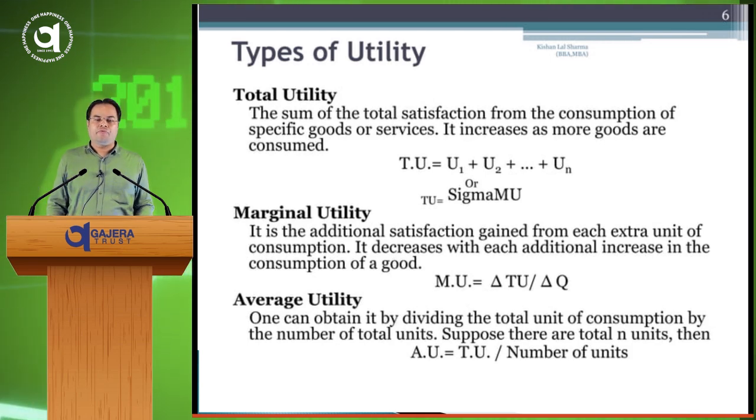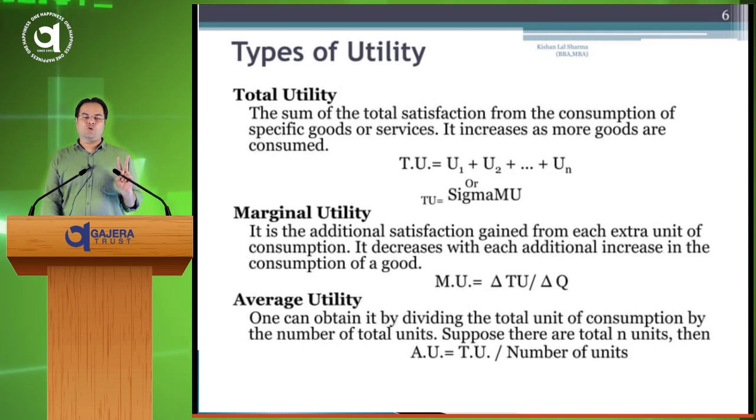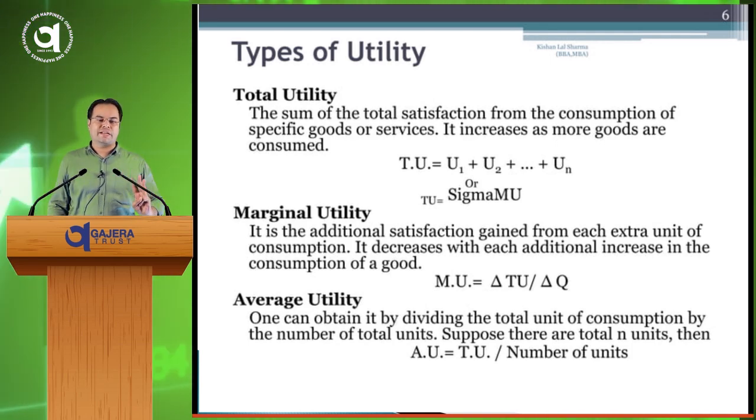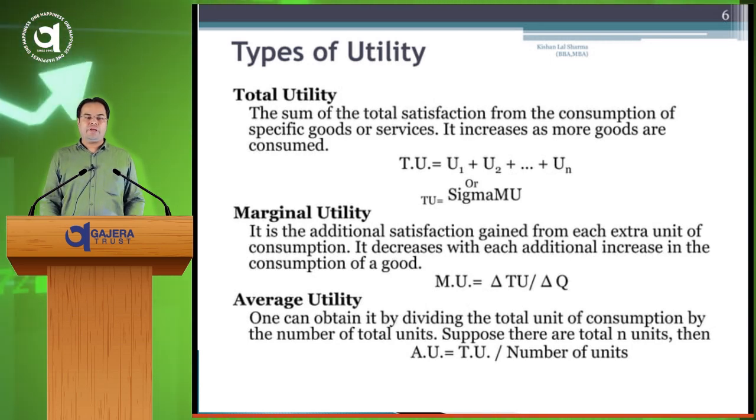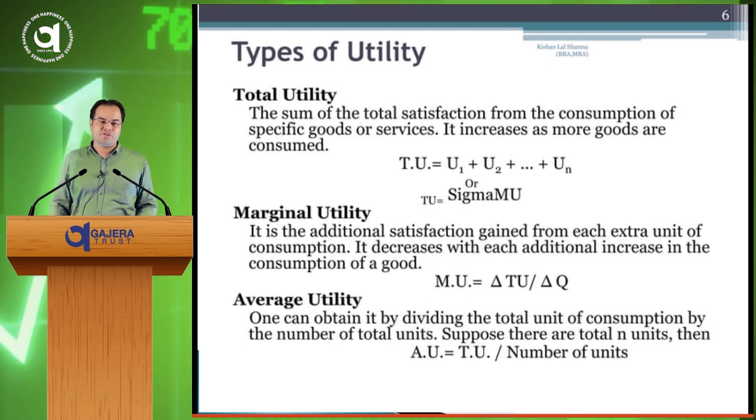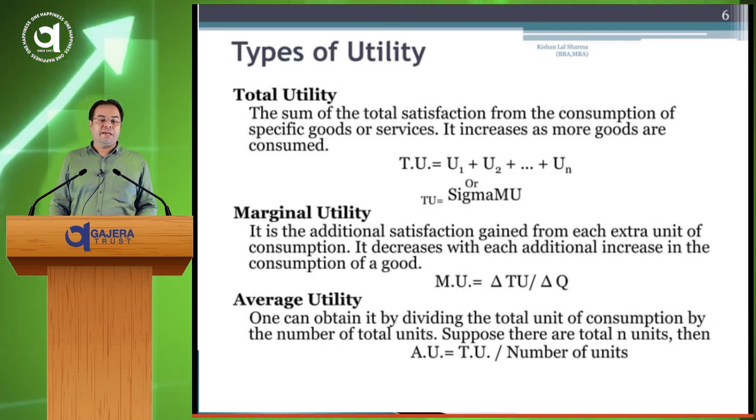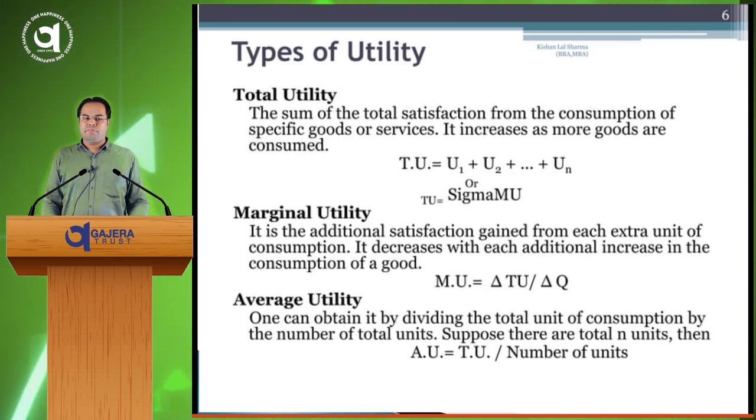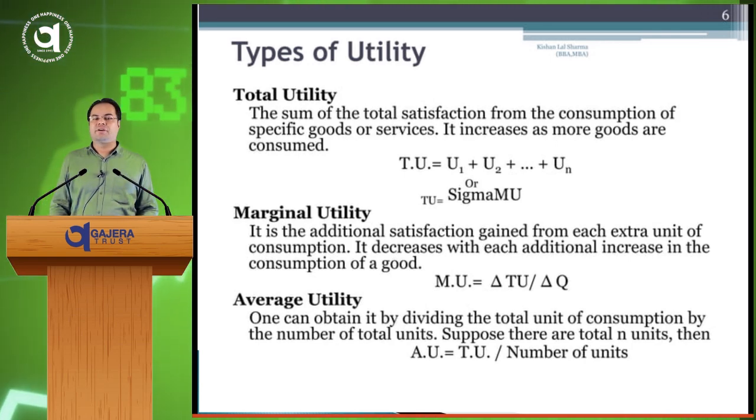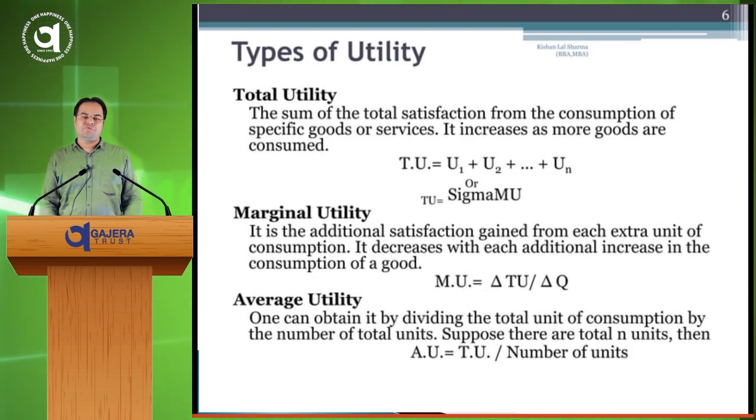Like I first consume only one scoop of ice cream, then I like to eat a second scoop, and the third gave me full satisfaction. So each extra unit gives me some additional level of satisfaction, right? That additional satisfaction is the marginal utility of that commodity. It decreases with each additional increase in the consumption of the good. Marginal utility will not tend to increase, it will decrease with each additional increase in the consumption of the good.